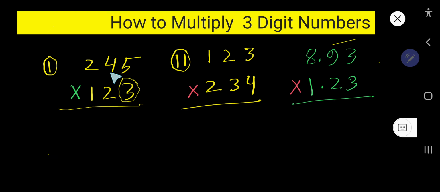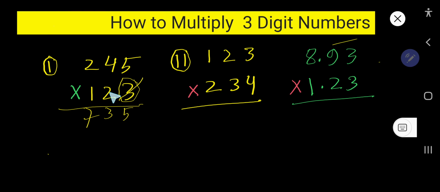So you need to multiply this number by 3. So 3 times 5, 15. Write 5, carry 1. 3 times 4, 12 plus 1, 13. Write 3, carry 1. 3 times 2, 6 plus 1, 7. Right? So let us cross these 3.